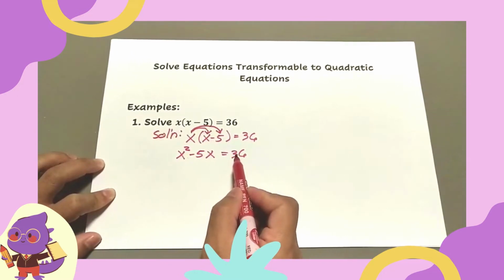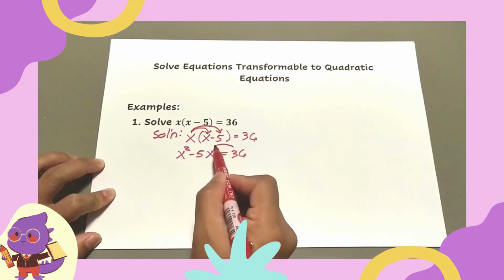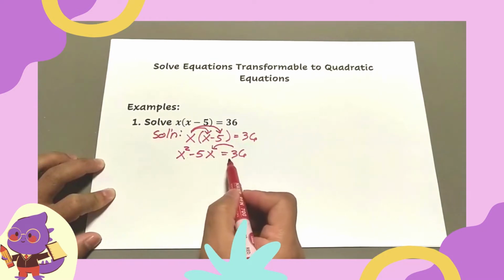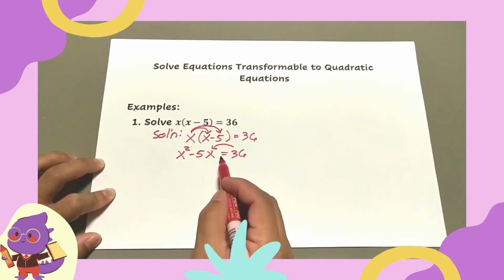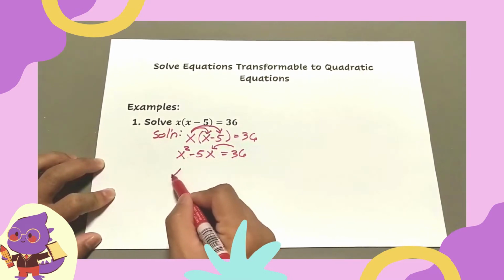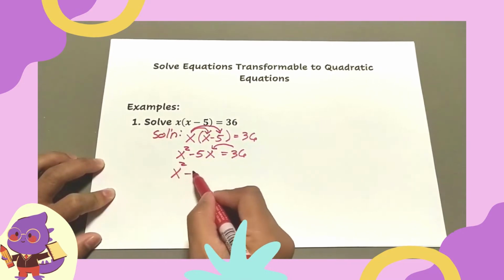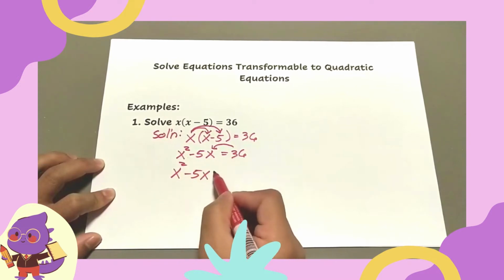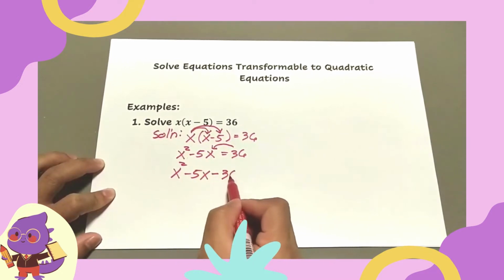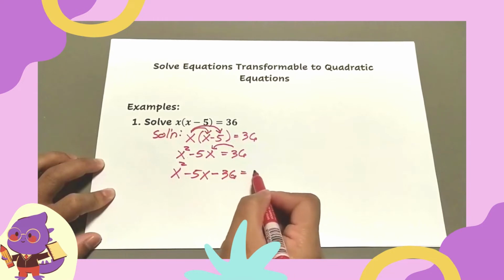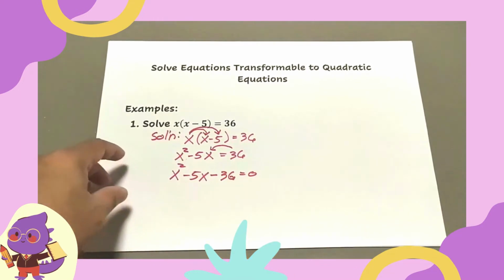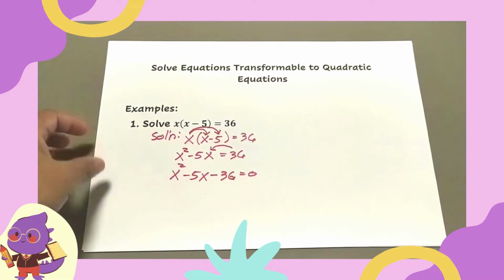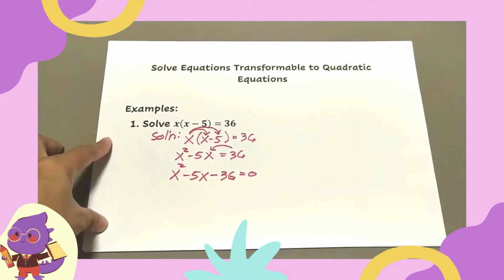So, si 36 natin ay ililipat natin dun sa kabila. Once we transpose, we change the sign of the given. So, mangyayari niyan, x squared minus 5x minus 36 equals 0 na ngayon. Okay? So, ngayon, we do now the factoring. Doon sa previous video natin, tinuruan ko na kayo kung paano mag-factor.